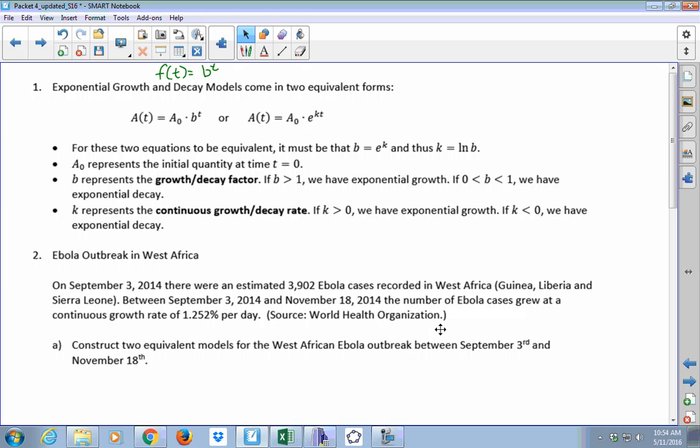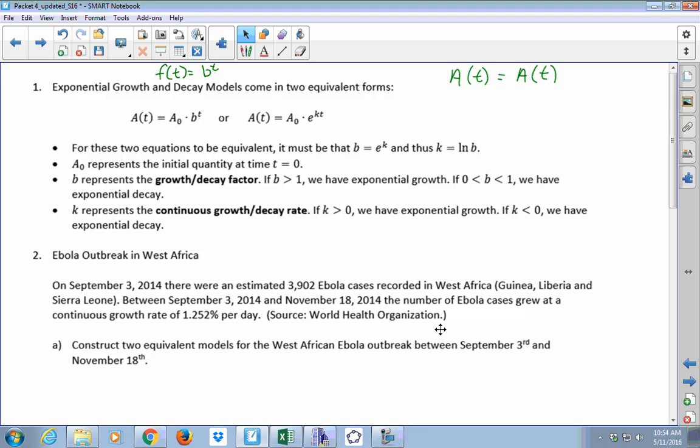What's important here is that you see I'm giving you two equivalent forms, so that these two equations will give you exactly the same answer. So let's take a look at how these two equations are equal. If we say A of t equals A of t, you don't have to write this down. I just want you to see why these are equivalent.